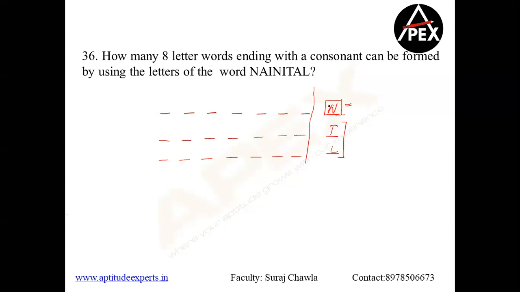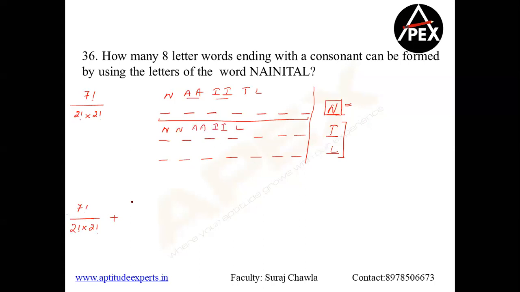Now, if I have N here, what do I have? One N, two A's, two I's, a T and an L. These seven places will be arranged in 7 factorial ways divided by 2 factorial into 2 factorial for the two A's and two I's. Plus, if I have a T blocked, then I have two N's, two A's, two I's, and an L. So this can be arranged in 7 factorial by 2 factorial into 2 factorial into 2 factorial ways.